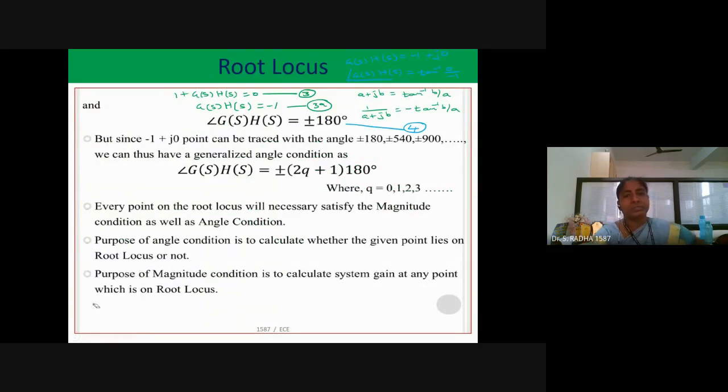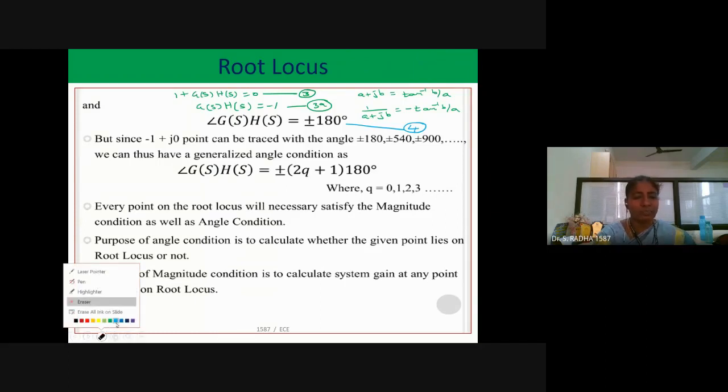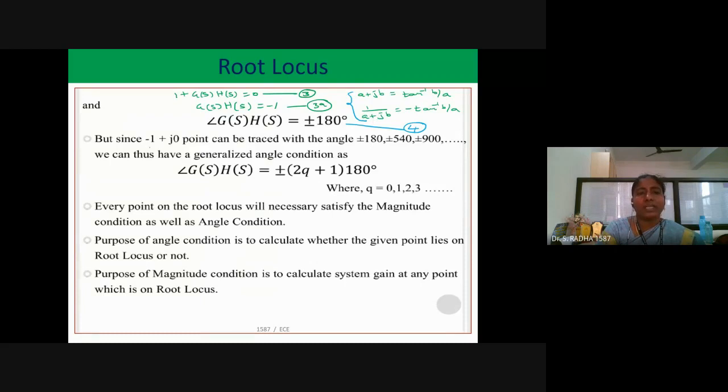Here I'm not matching properly, but all the other formulas are correct. There is some background derivation. That's why I'm erasing this, so as not to confuse you with too many things. There is a background derivation for getting this equation 4, and it uses the formulas I have written by the side, a plus jb and a minus jb. These two formulas are for taking the angle. So equation 4 has some background derivation. This is the angle criteria, and it is used to identify any point present on the root locus.